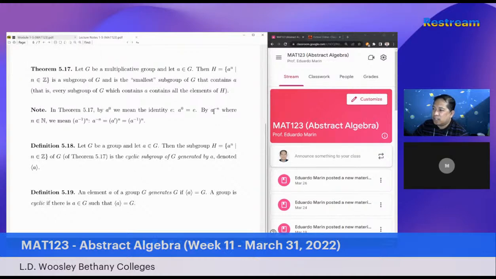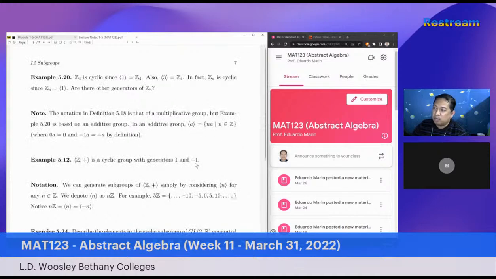The element of a group G that generates it, no, is cyclic. So the group that is generated is cyclic. Now the element A of a group G generates G if the subgroup generated by A is equal to G. A group is cyclic if there is an element of G such that the subgroup it generates is equivalent to the group. So for instance, powers of A, there is a generation of A from an integer n, an element of Z. So that's how a cyclic group is. So this is more on a multiplicative group rather than an additive group.